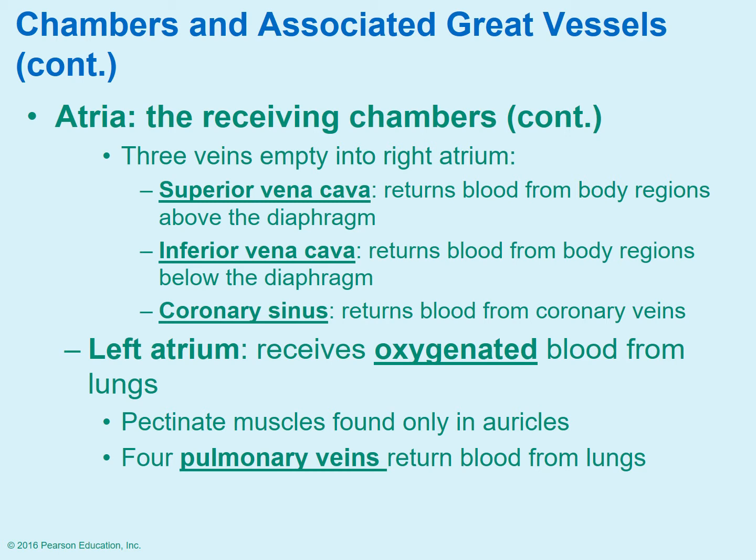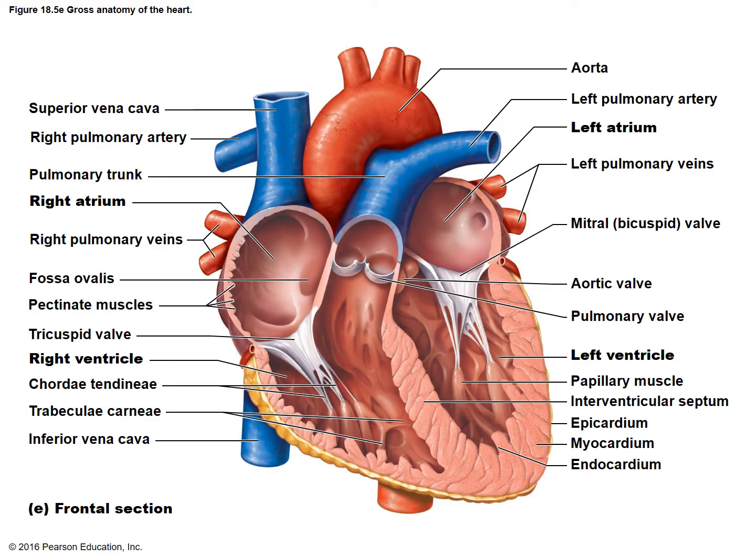Now, the left atrium is receiving oxygenated blood from the lungs. So remember, the blood has already gone to the lungs and it's picked up more oxygen. And you've got the pulmonary veins, there's 4 of them. You've got 2 from the right lung and 2 from the left lung. So that's what's going to be draining into the left atrium as seen here.